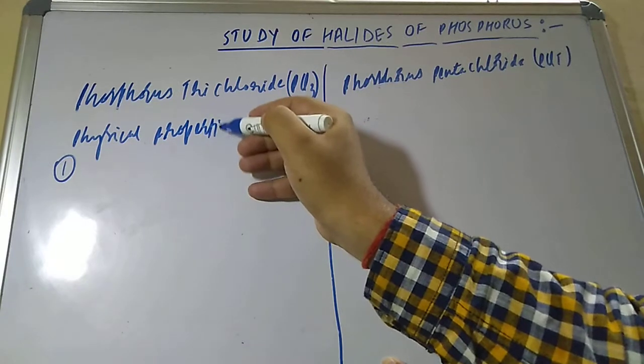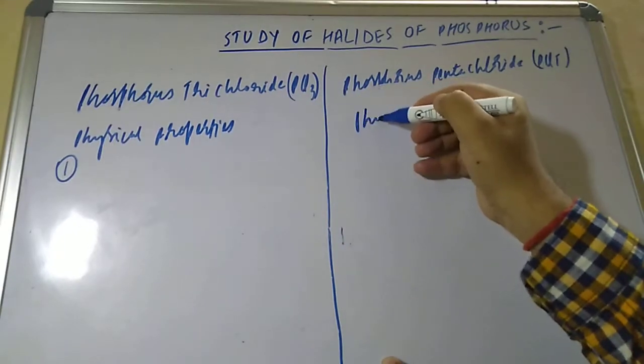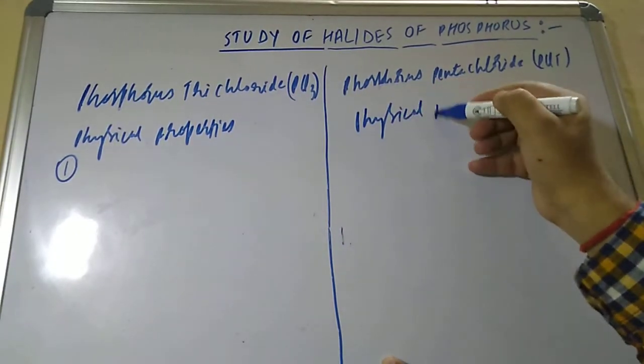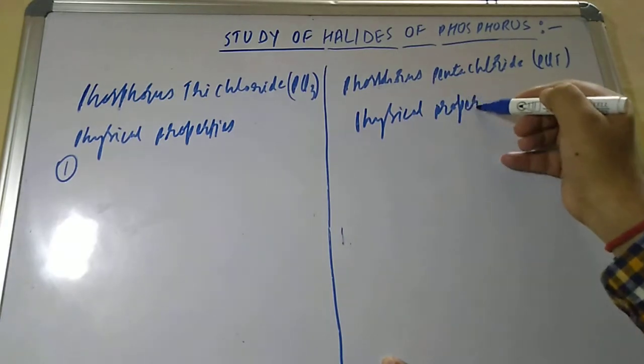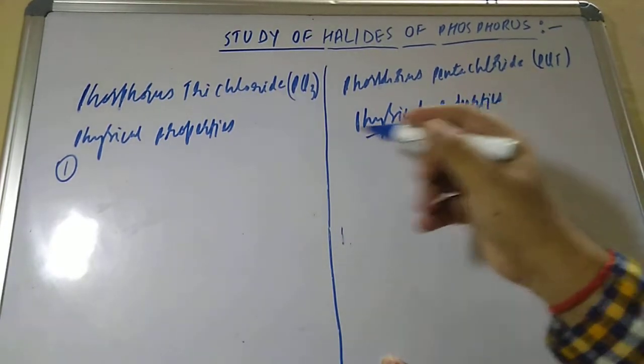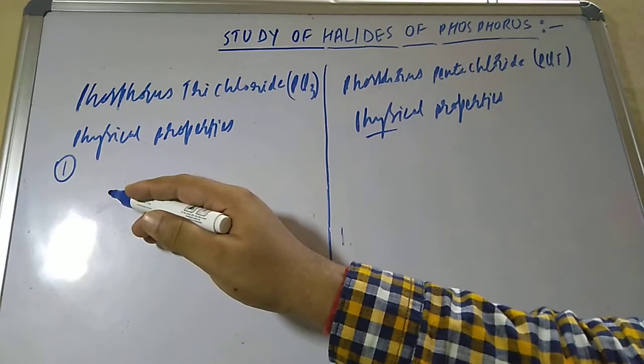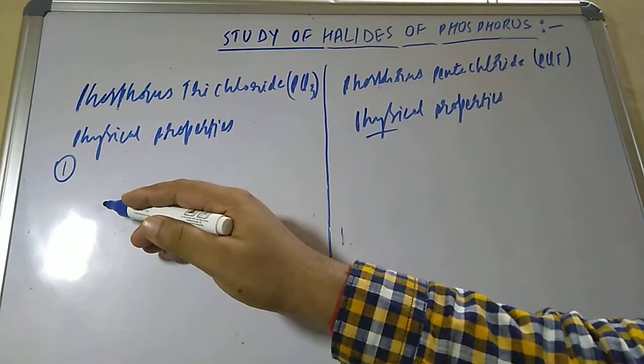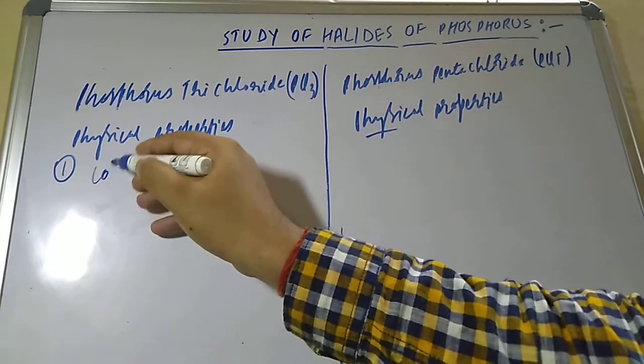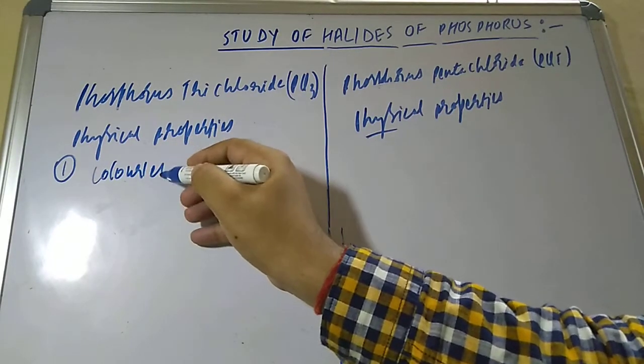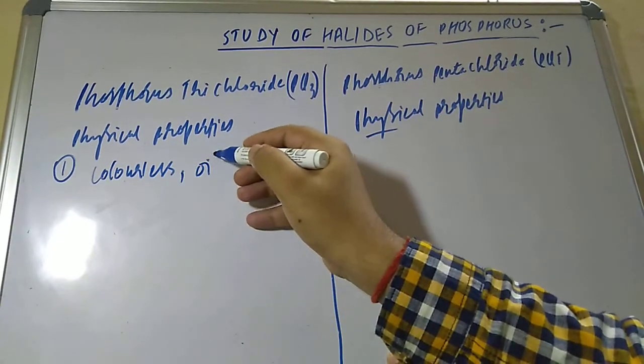In both the cases, we are studying the physical properties. What are the physical properties? You can understand. So first physical property, you see, colorless oily liquid. This is the colorless oily liquid.